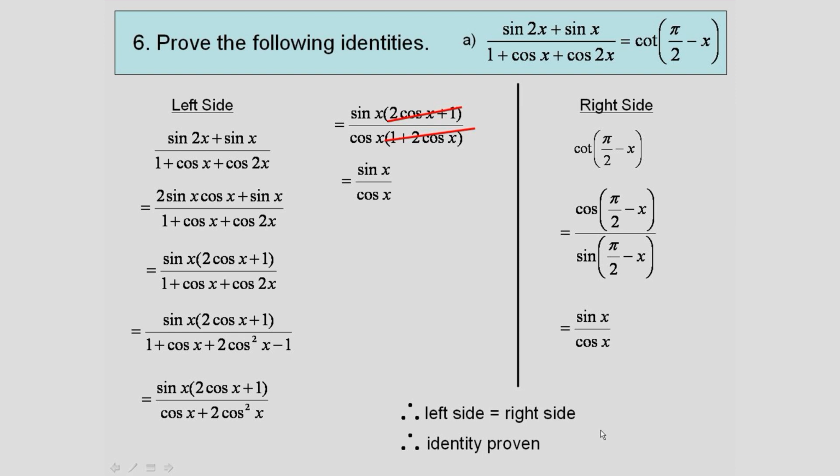Okay, so always be looking ahead. Look where you're going and let that guide the decisions that you make. Okay, let's move on to part B.